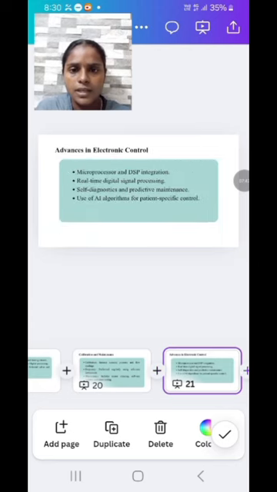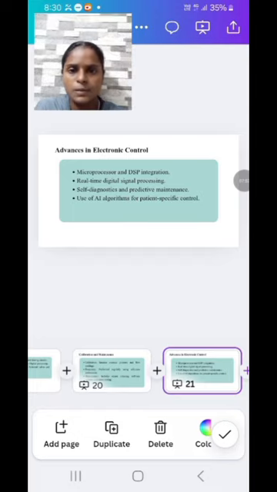Next, advancing electronic control: microprocessor and DSP integration, real-time digital signal processing, self-diagnostics and predictive maintenance, and use of AI algorithms for patient-specific control.